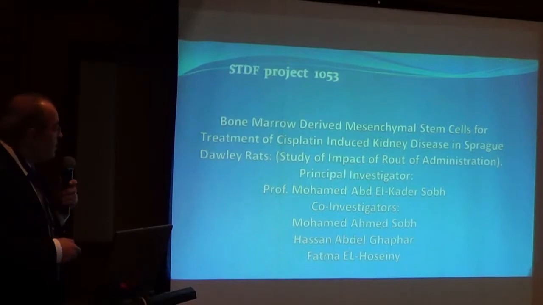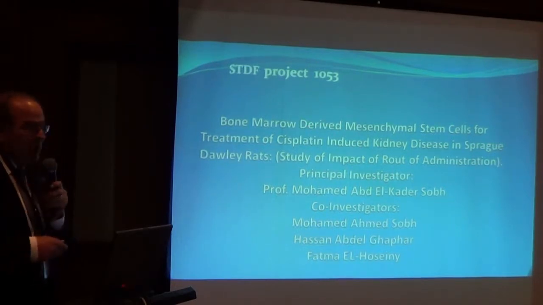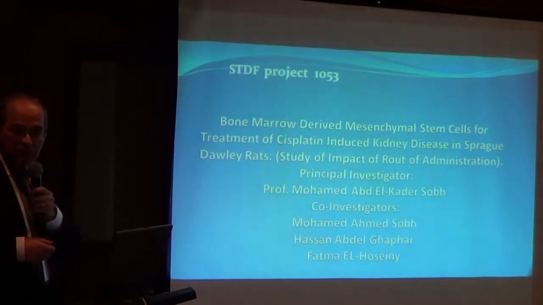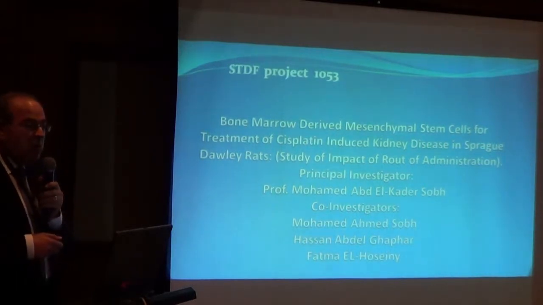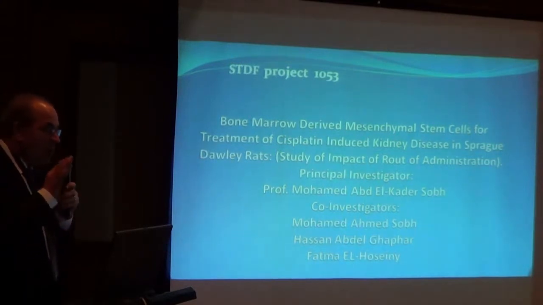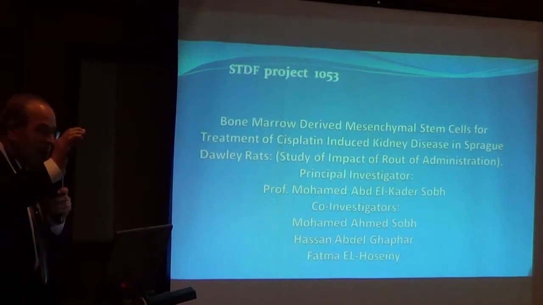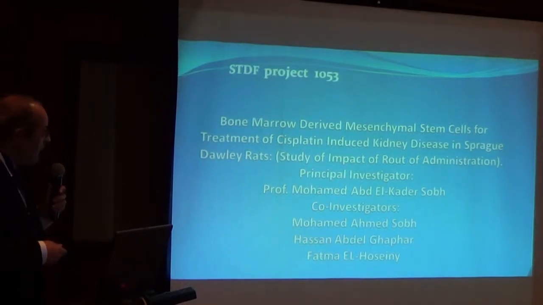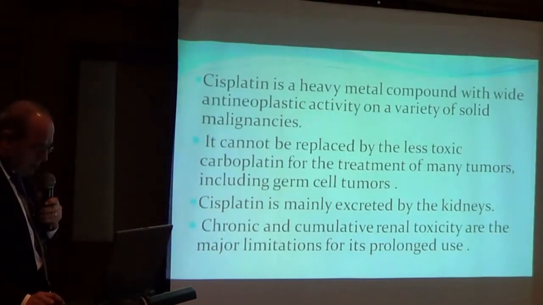It compares another thing, fixing the type of stem cell. We used here bone marrow derived mesenchymal stem cells, and we changed the different route of administration. It was given systemically through the tail vein of the rat, or through the renal artery, or directly into the kidney. So in these two protocols, we are comparing different routes of administration and different types of stem cell in ischemia and toxic induced kidney damage in Sprague-Dawley rats.